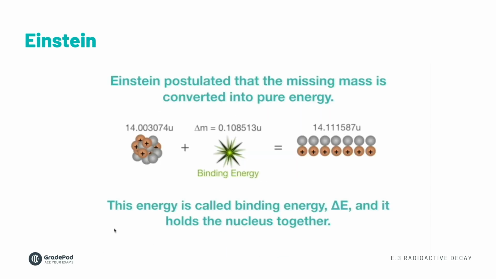And what Einstein said was that mass defect, that missing mass, must be converted into pure energy. He said that the mass that is missing from the calculation we did before turns into energy that binds this nucleus together. This doesn't need binding together, so it doesn't need the extra energy. But when it is bound together, that missing mass turns into binding energy.